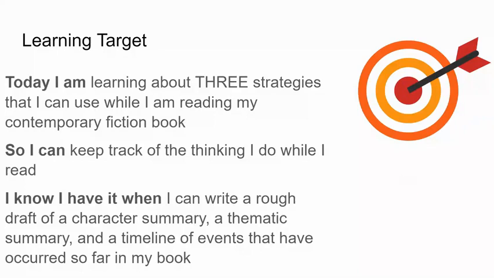Today, eighth graders, you're going to be learning about 3 strategies that you can use while you're reading your contemporary fiction book. We're doing this so that you can keep track of the thinking work that you're doing while you're reading. You know you have it when you can write a rough draft of a character summary, a thematic summary, and a timeline of events that have occurred in your book so far.